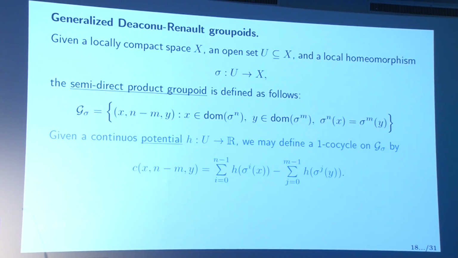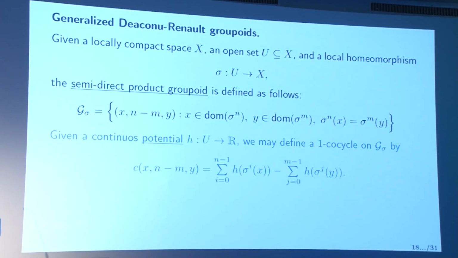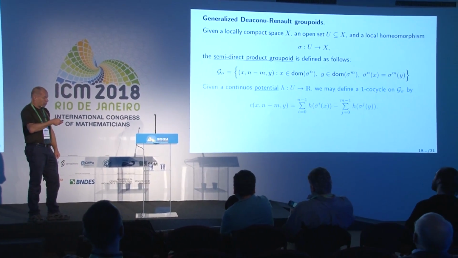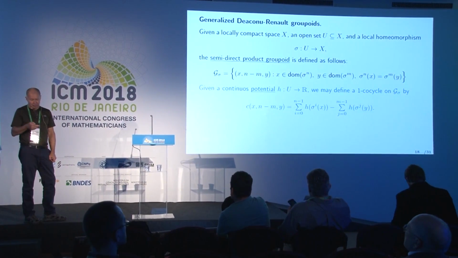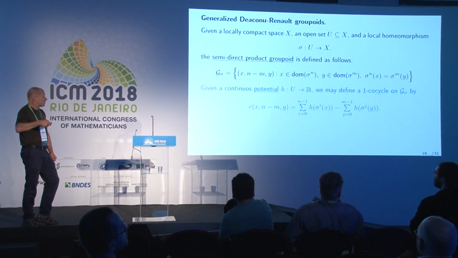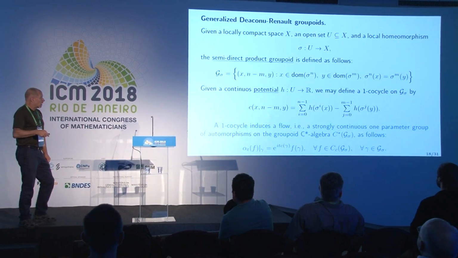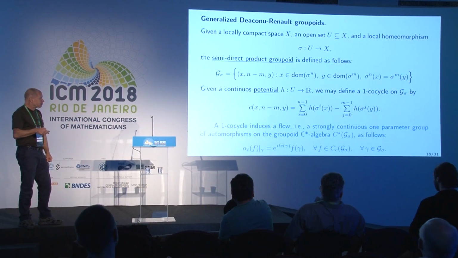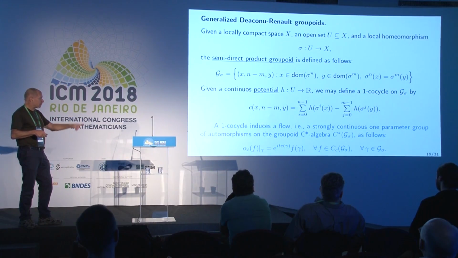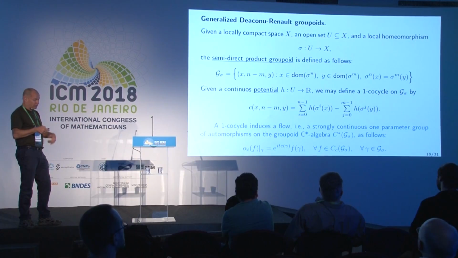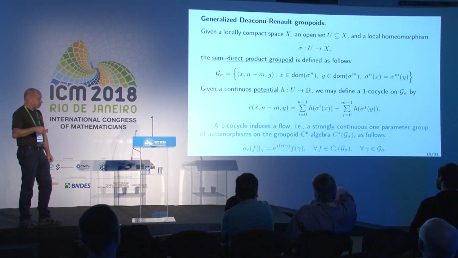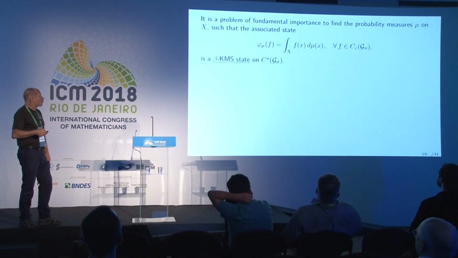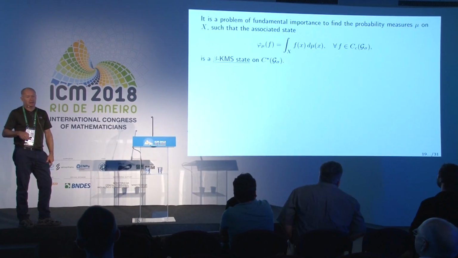Now, if you start with a potential, and the potential now need only be defined on U, then one can define a one cocycle on this groupoid by this formula. A one cocycle on a groupoid is simply a homomorphism into the real numbers. And this one cocycle induces a flow on the groupoid C-star algebra by that formula. Alpha T of f is essentially multiplying the function by the exponential of the cocycle. So this gives a flow on the groupoid C-star algebra. And a problem that's very important is to compute the KMS states on the groupoid C-star algebra for this flow.